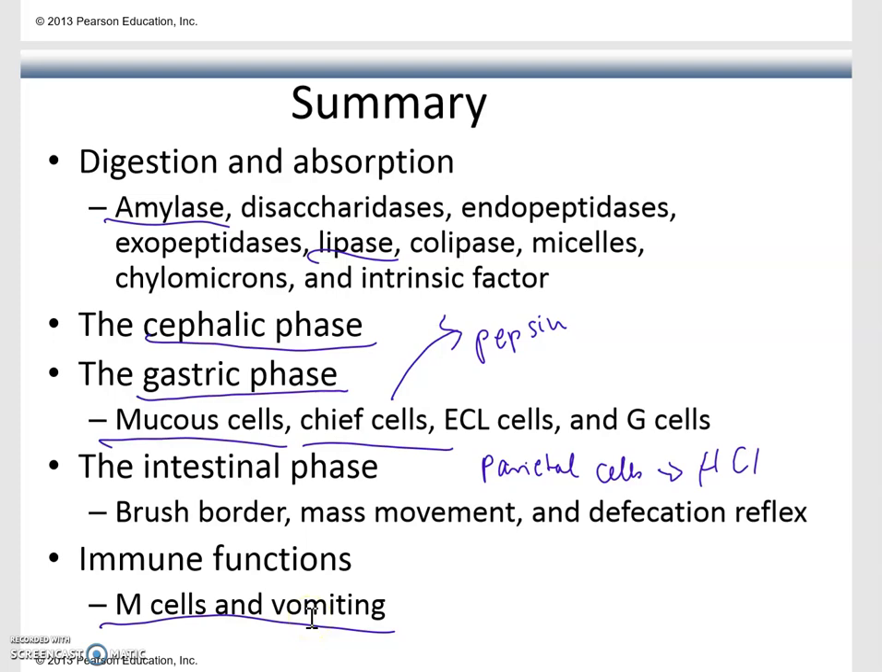Now, just to point out here some important stuff. The chief cells make pepsinogen that then gets converted into pepsin with the action of hydrochloric acid. The parietal cells are concerned with the hydrochloric acid production, and so they're the ones that are responsible for the stomach acidity, and also they're responsible for activating the pepsin. So all of these are important functions.